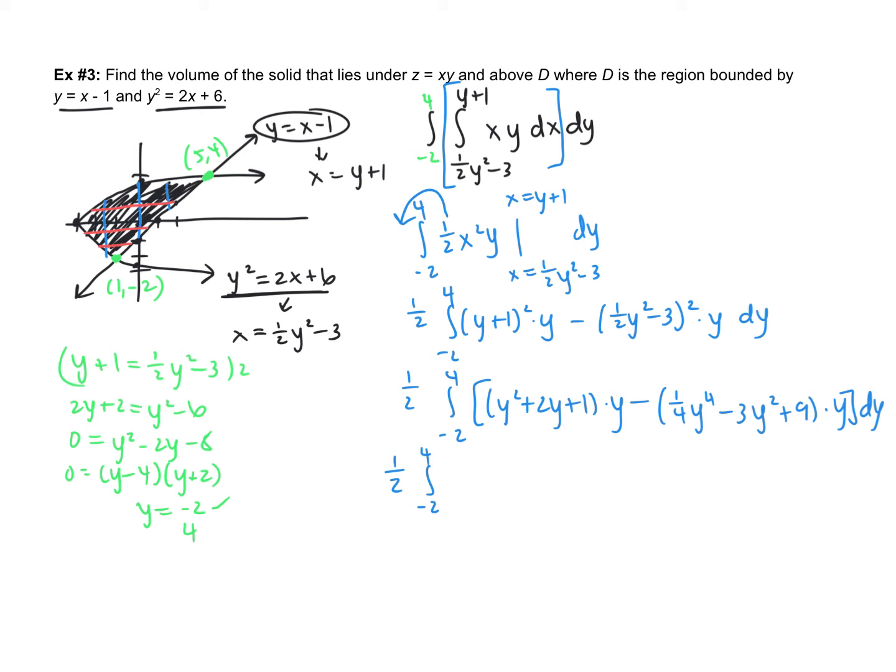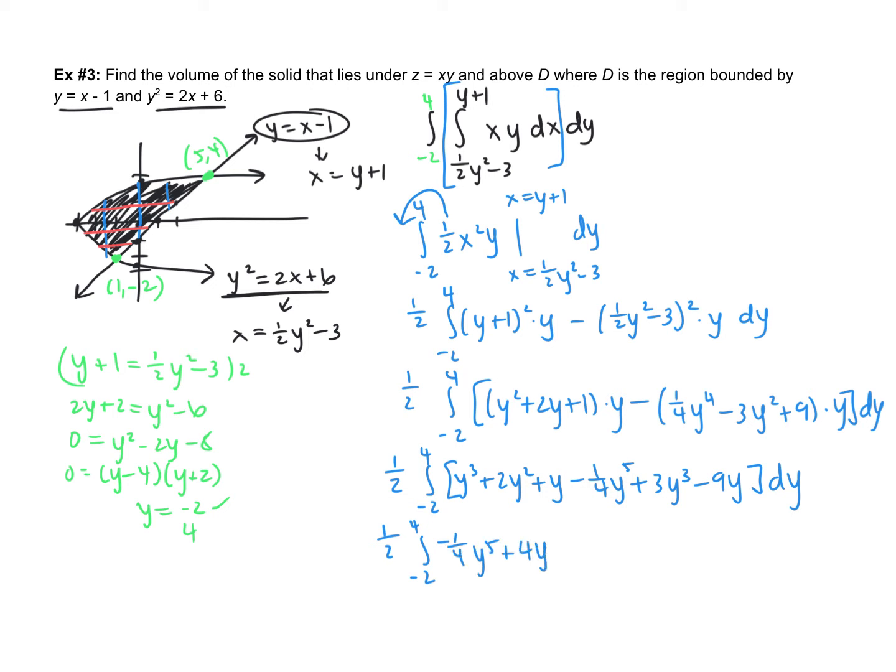Like I said, this one's pretty nasty. So y cubed, add 2y squared, add y, subtract 1/4 y to the 4th, y to the 5th, add 3y to the 3rd, subtract 9y dy. Okay, this is looking a little better. Combining like terms, I get -1/4 y to the 5th, add 4y to the 3rd, add 2y squared, subtract 8y dy.